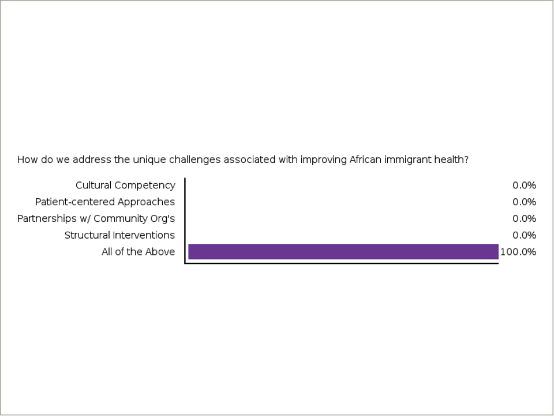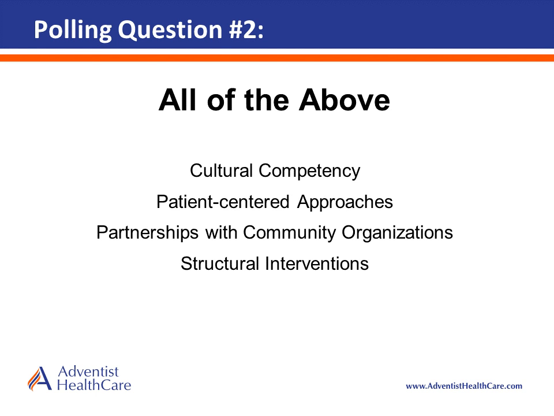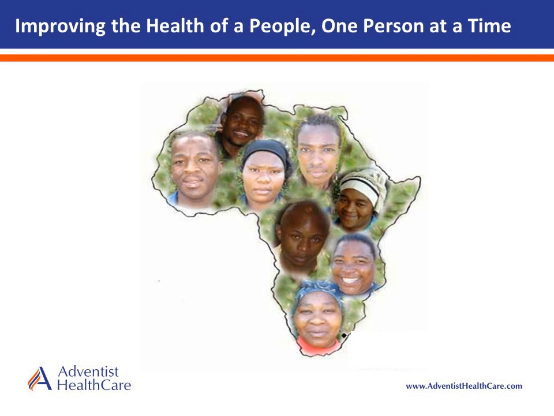I agree. Through a collaboration of different methods, approaches, and partnerships, that's truly how we're going to move the needle forward and achieve optimal care for our African immigrant patients. It's through partnerships, collaboration, and many approaches that we will be able to truly improve the health of a people one person at a time. It won't happen overnight, but it will happen with strategic planning and passion, as both my colleagues expressed.